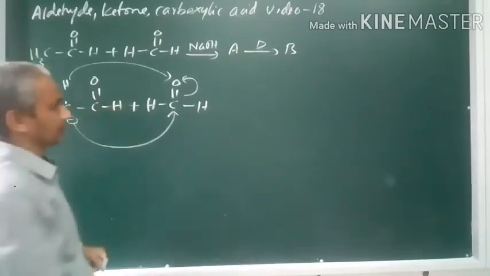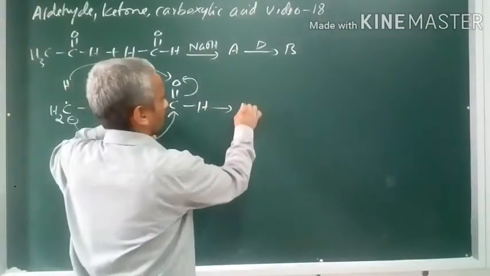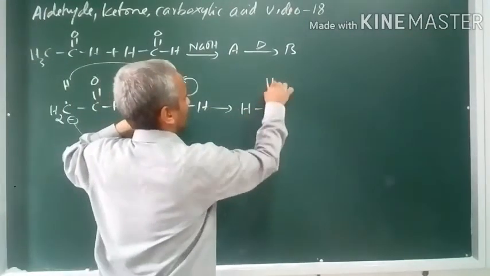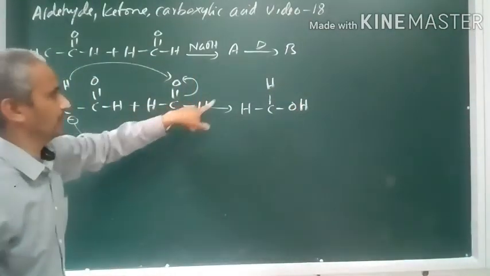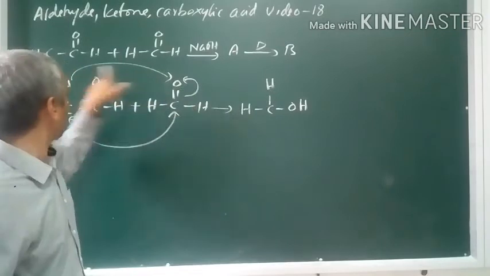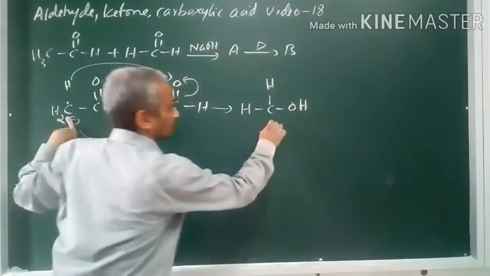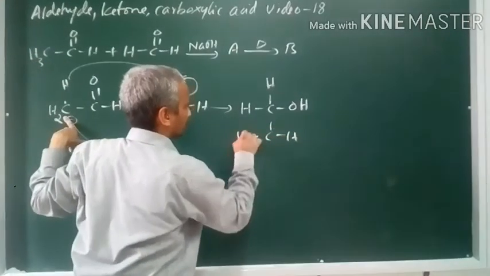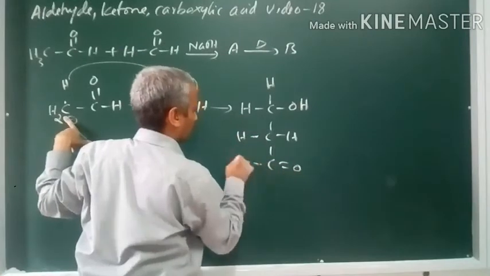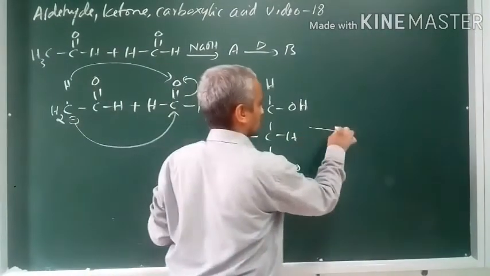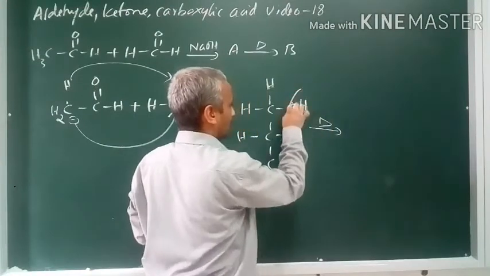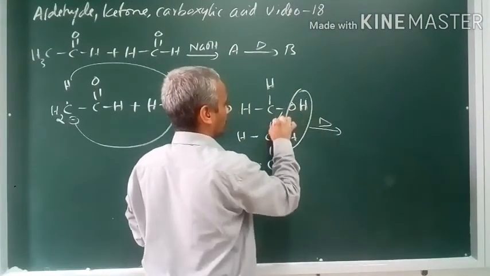So what is the product? HCHOH, HH, then this takes the OH, then C double bond OH. You heat it, the water molecule gets removed, shifted.